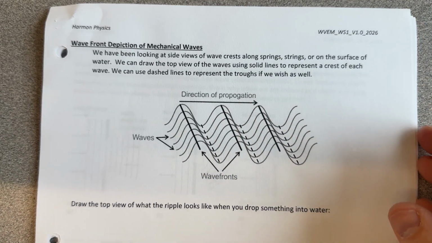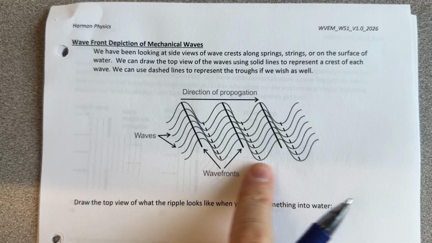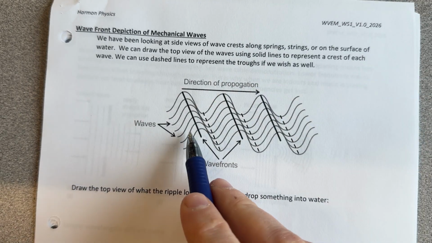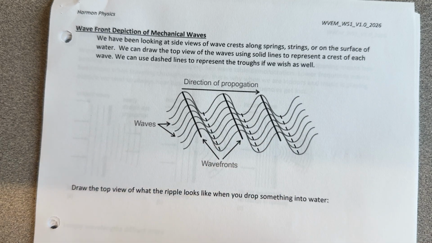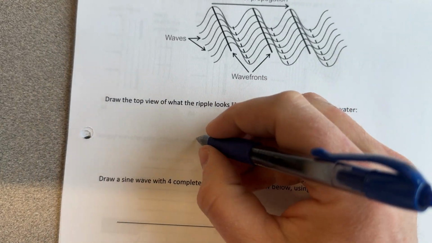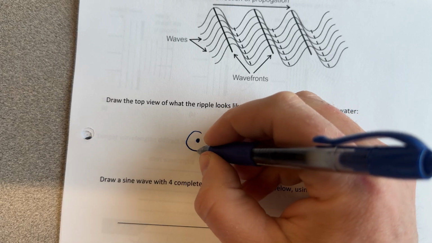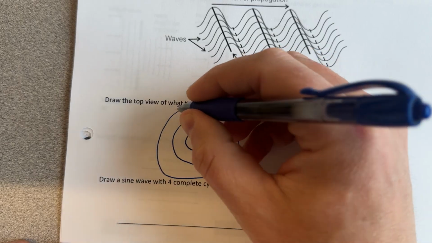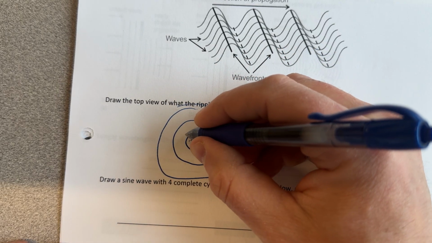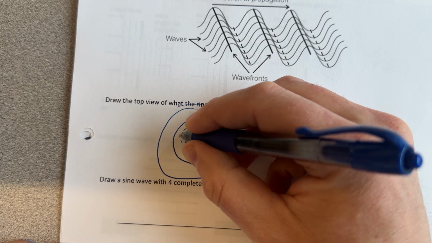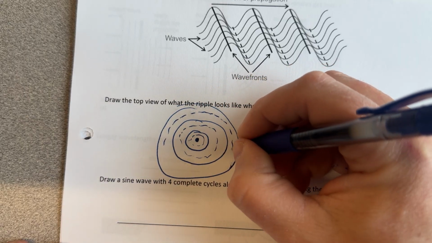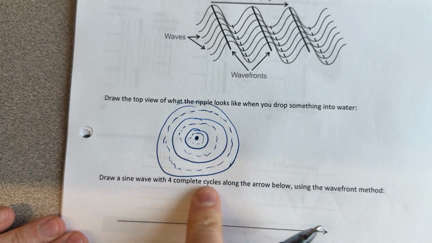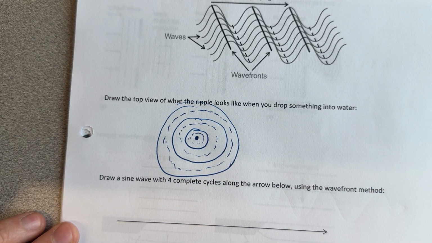Wavefront model. So the wavefront model is just a way to draw waves from a two-dimensional top view perspective, right? So we represent crests in waves by lines, troughs as dashes. So when you drop something into water, a rock into water, the wave crests ripple out. They travel out, right? And then I suppose I can draw troughs between each one of those. Otherwise, you don't really have a way to draw a water wave happening in 2 dimensions without this wavefront model.